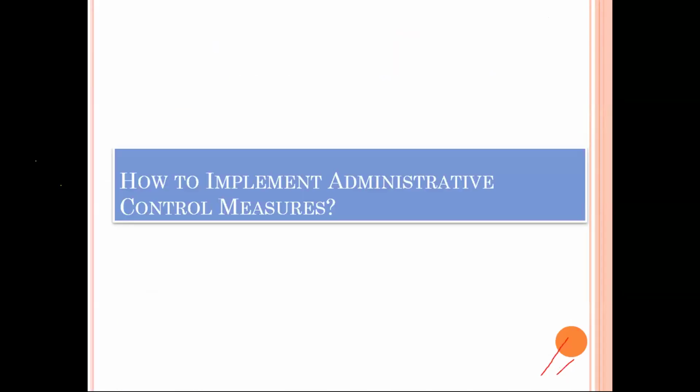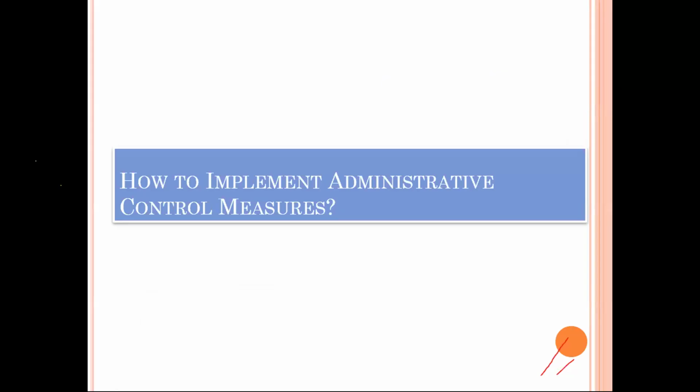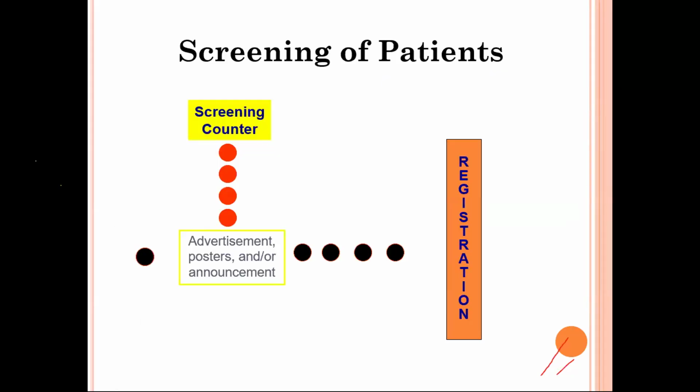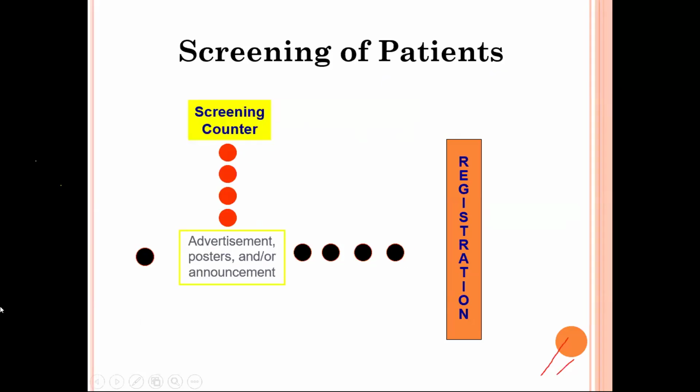Next one. So this is again about how we can put the administrative control in the OPD. We can screen, educate, separate, and provide services, and investigate for TB or refer. Next. So this is like screening, that as I have already explained, that on the registration we can have the screening counter and we can have advertisements.